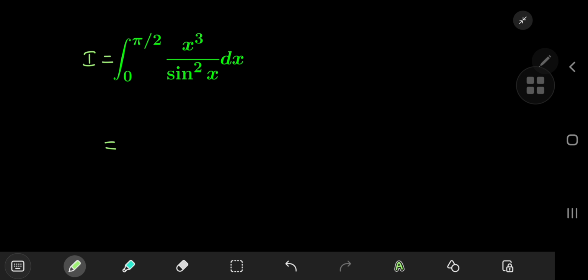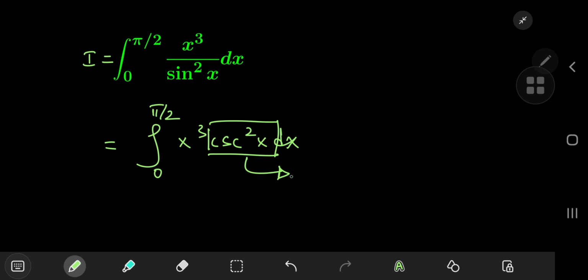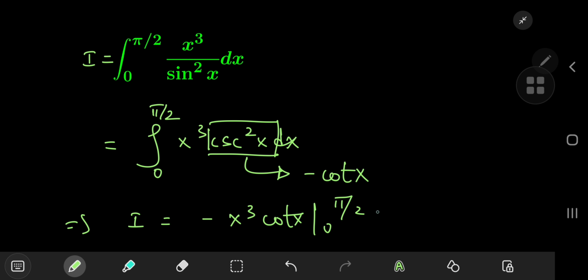And the reason I say it's more tame is because if I write this as the integral from 0 to pi by 2 of x cubed times the squared cosecant of x dx, then I have a nice integration by parts structure here, because the antiderivative of the squared cosecant is the negative cotangent of x. So on integration by parts, we have negative x cubed times the cotangent of x, with the limits being 0 and pi by 2.